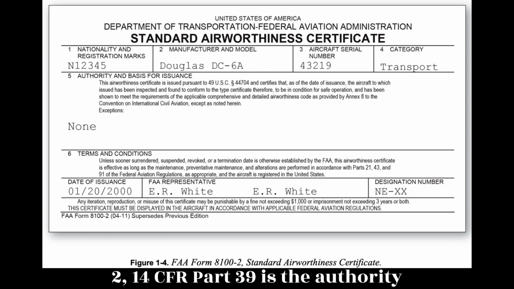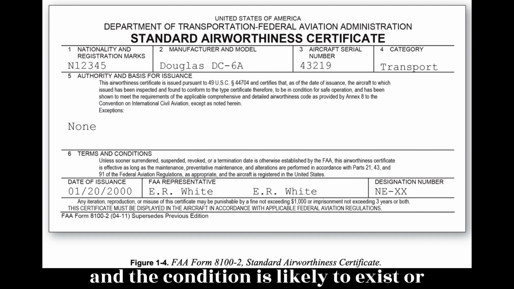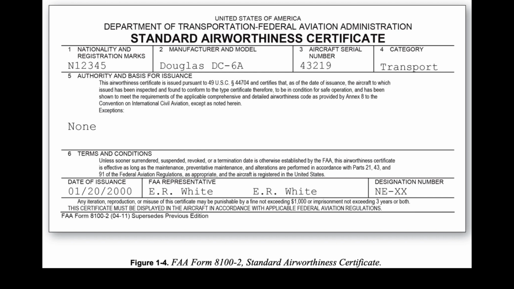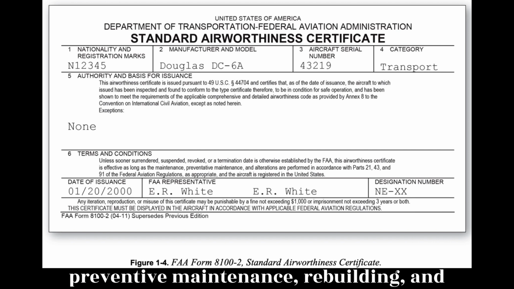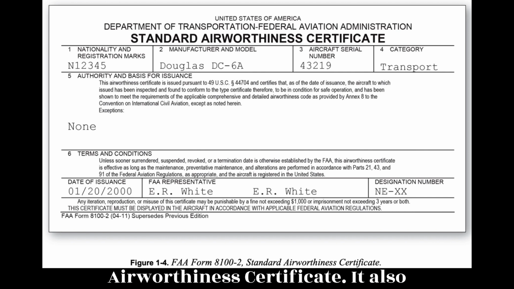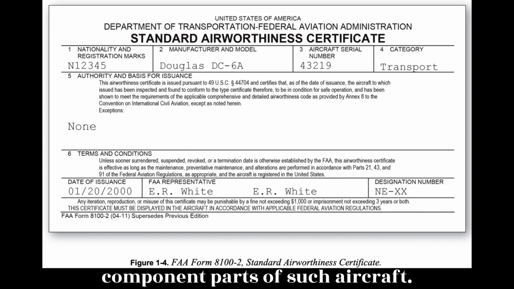2. 14 CFR Part 39 is the authority for the FAA to issue airworthiness directives, ADs, when an unsafe condition exists in a product, aircraft, or part, and the condition is likely to exist or develop in other products of the same type design. 3. 14 CFR Part 43 prescribes rules governing the maintenance, preventive maintenance, rebuilding, and alteration of any aircraft having a U.S. airworthiness certificate. It also applies to the airframe, aircraft engines, propellers, appliances, and component parts of such aircraft.